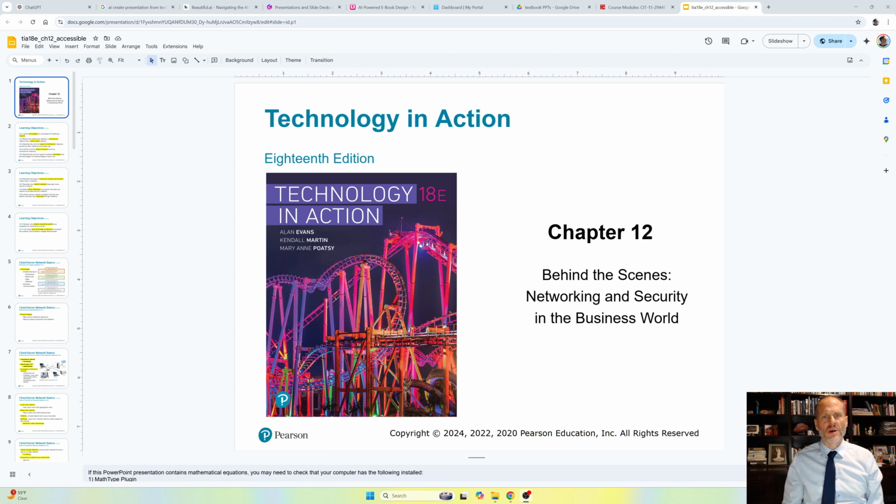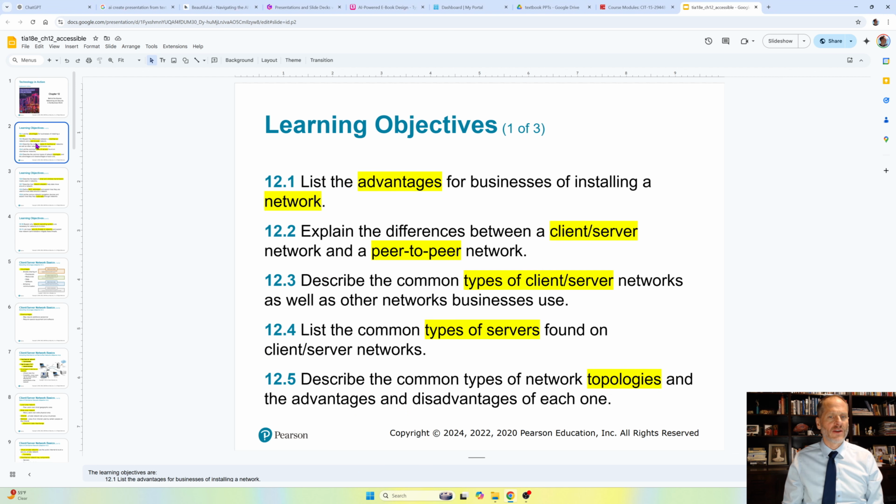Hi everybody, welcome to Module 12, and in Module 12 we're taking a look at Chapter 12, and in Chapter 12 we're looking at networking and security in the business world. And so some of the stuff we've already covered before, so there'll be a little bit of review, which is also another way to say a little bit of reinforcement of things we've already learned. And some of the stuff is new, so we'll go through it and we'll reinforce some stuff we already know through review, and we'll learn a few new things.